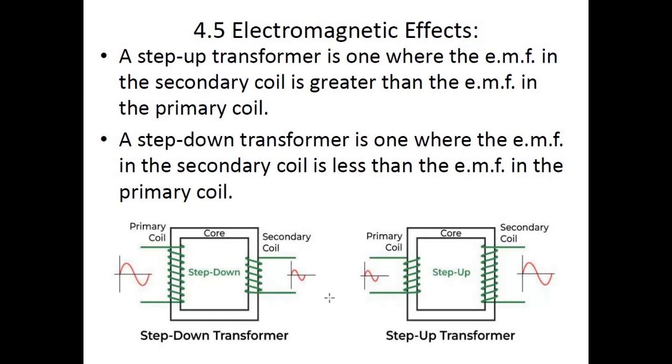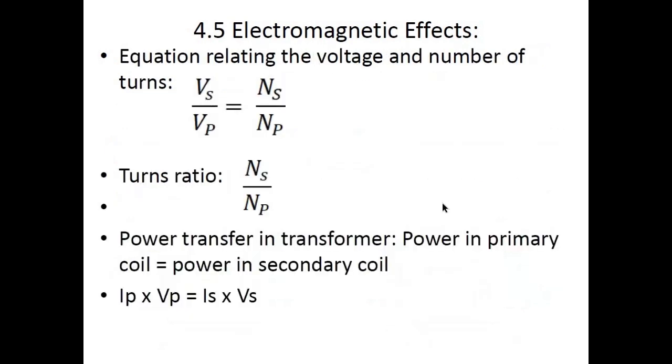And by the diagram, how can you see which transformer is step up and which is step down? Simple rule: if the primary coil has a lower number of turns than the secondary coil, it is a step up transformer. If the primary coil has more turns than the secondary coil, it is a step down transformer.